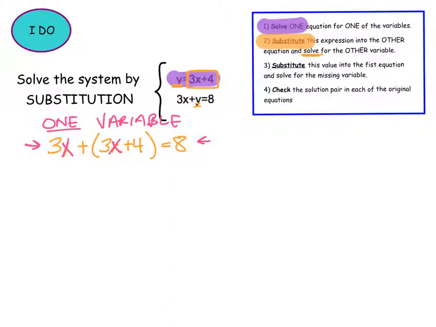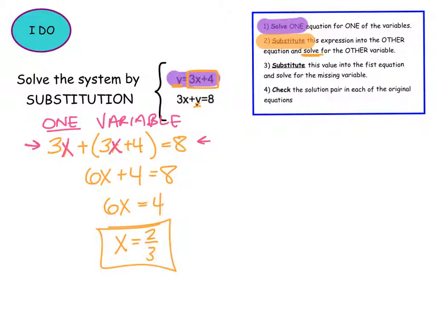So I'm going to combine like terms. 3x plus 3x is 6x, plus 4 equals 8. Subtract 4 on both sides to get 6x equals 4. And when you divide by 6, you end up with x equals 2/3 simplified. And so we solved one equation for one variable. So step 2 is done.